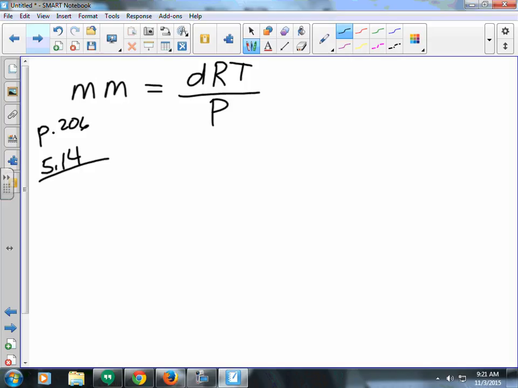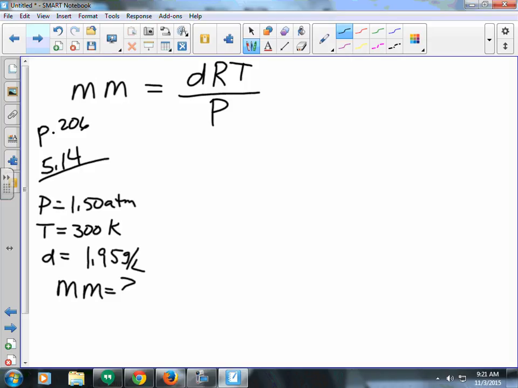This is page 205, 206, exercise 5.14. Okay, so on this one, it says the density of a gas was measured at 1.50 atmospheres, 27 degrees Celsius. So temperature would be 300 Kelvin. And density is 1.95 grams per liter, and they want to know the molar mass.